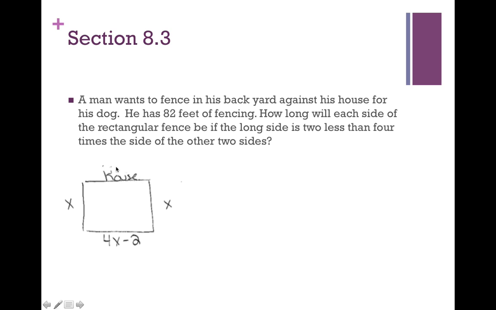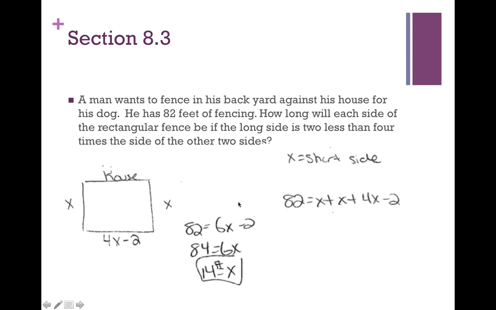So I have my house. 2 sides are the same. So again, that's where I'm going to put my X. And then I was told that the longer side was 4 times the side minus 2, or 2 less than 4 times the side. So again, that minus 2 coming up. These 3 sides total 82 because I don't have to count the side with my house. So my short side I said was X. So 82 is the 2 short sides and the long side.